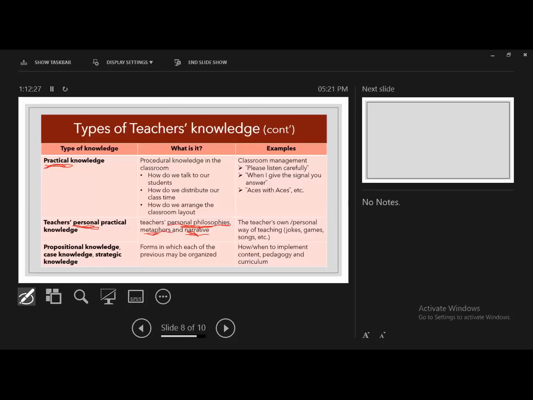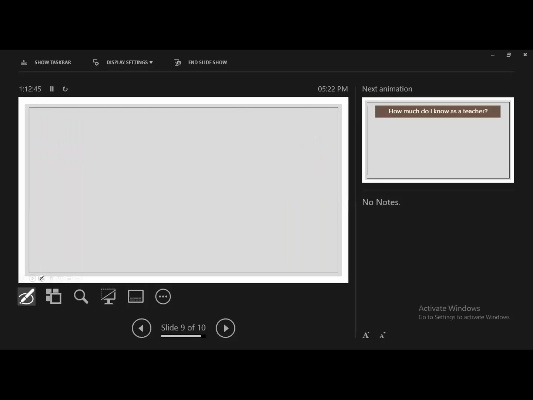Okay, that is the propositional knowledge part. It's the case knowledge, it's the strategic knowledge. Are we clear so far? Is this clear? Yes. Okay, good. I think we're almost done.